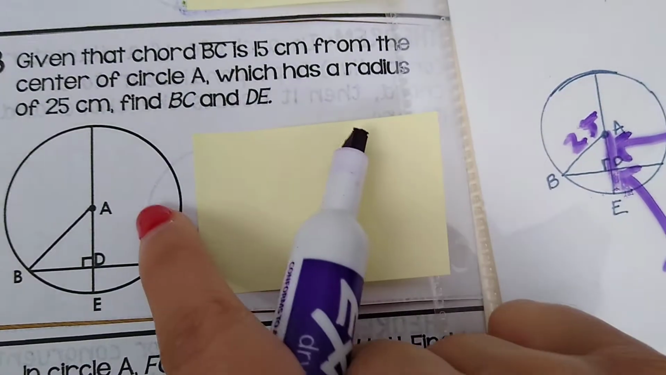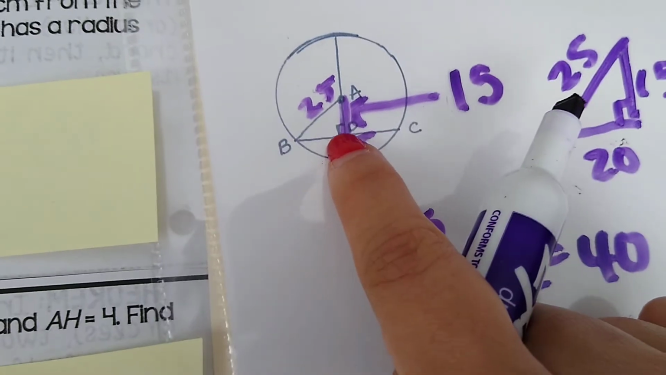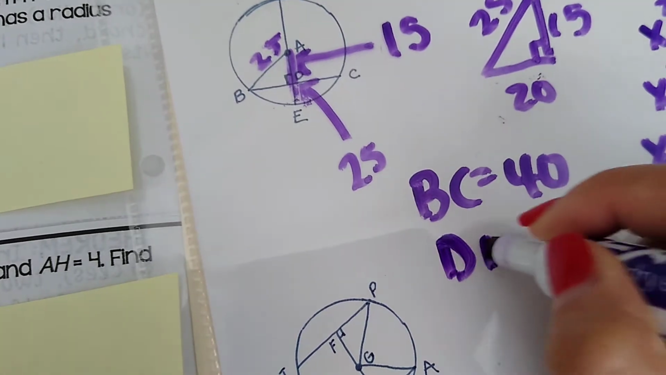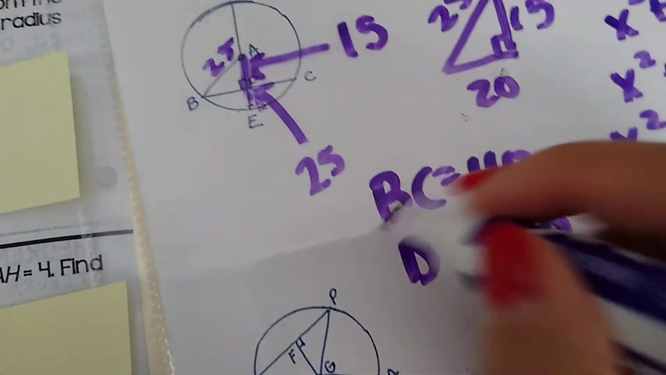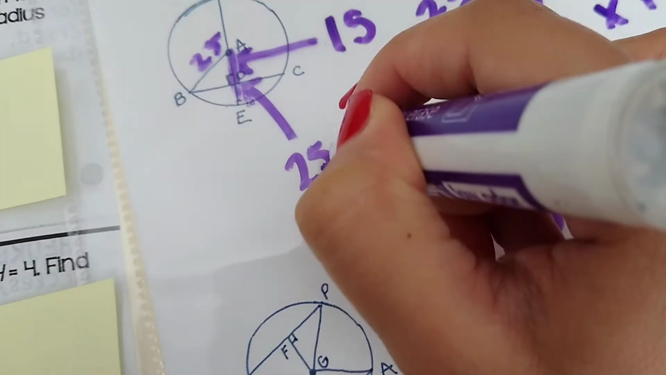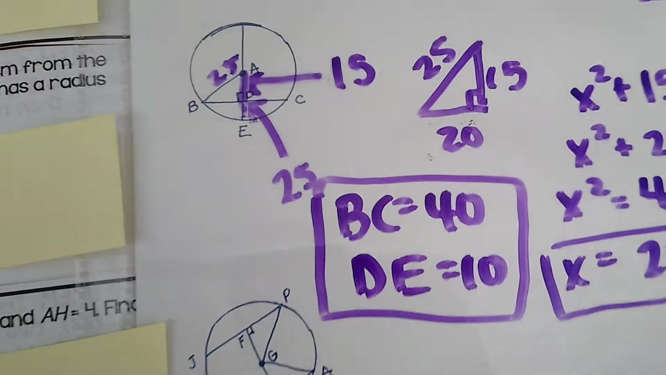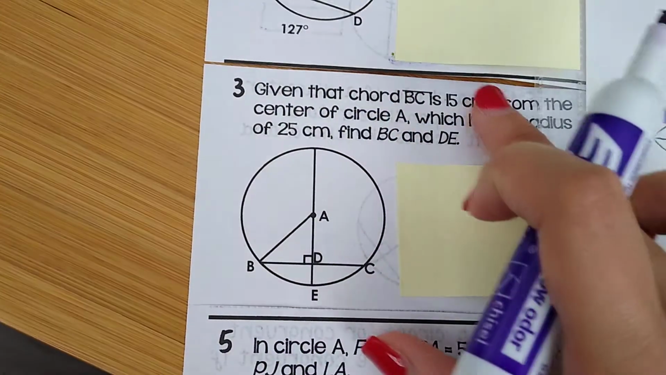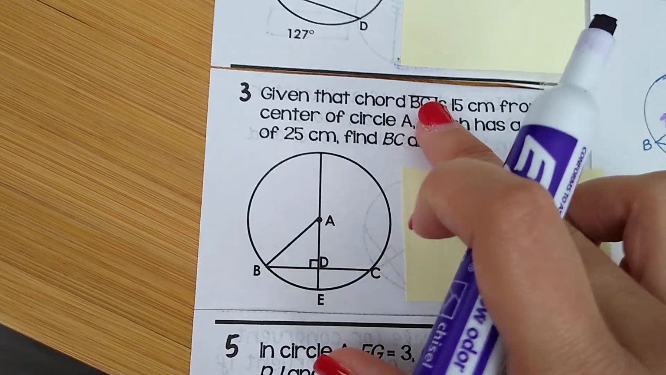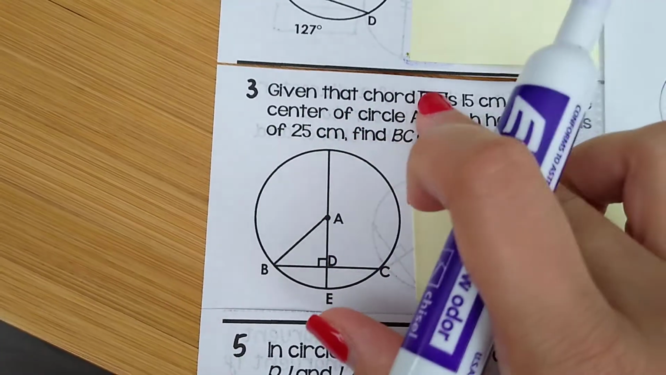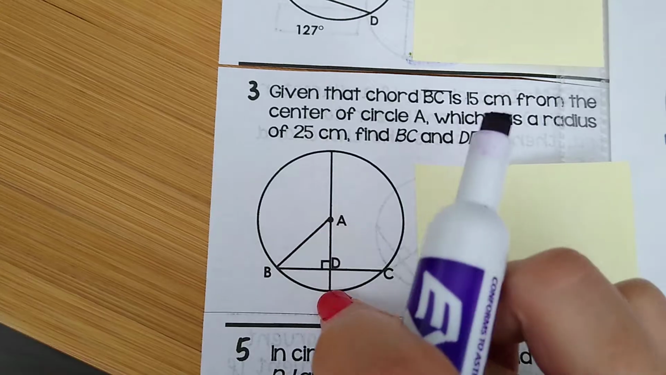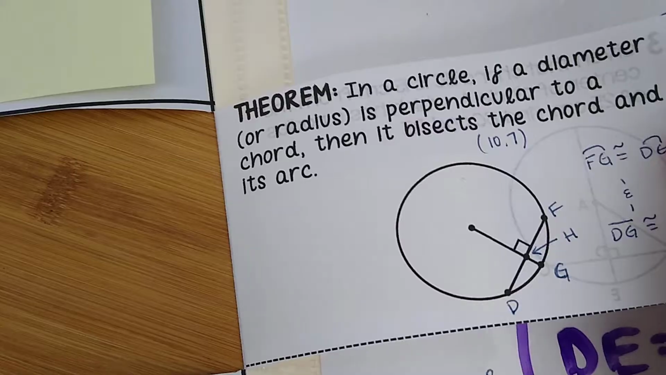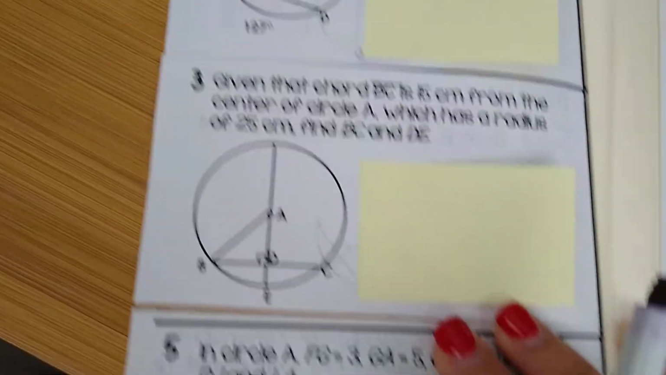Well, DE, we already found this part right over here. We said DE is 10. I'm going to go ahead and box in my answers. And there you go. Okay, so the main thing for this one, I think the hard part would be really understanding what the problem is saying and what it's giving us, and then being able to use the information that we know from this theorem to go ahead and apply it. Okay?